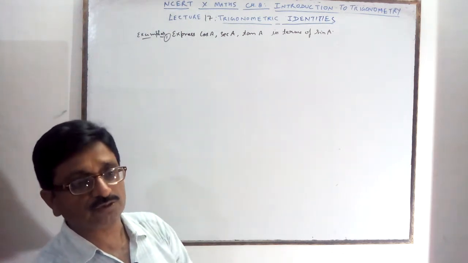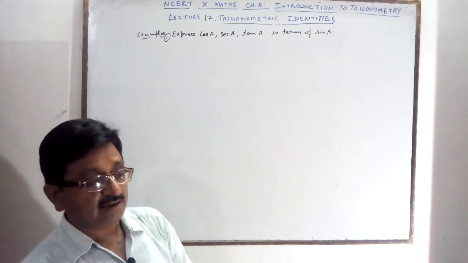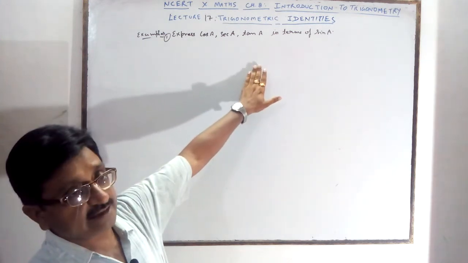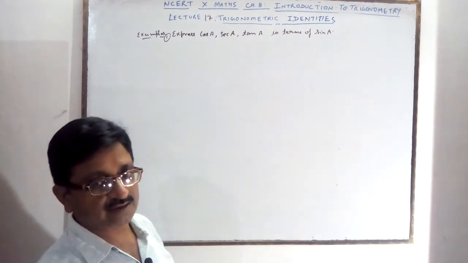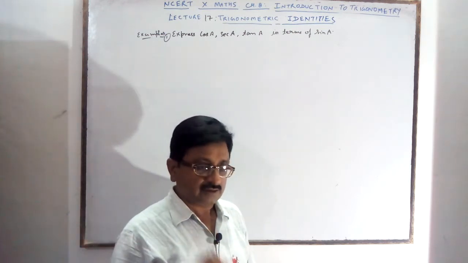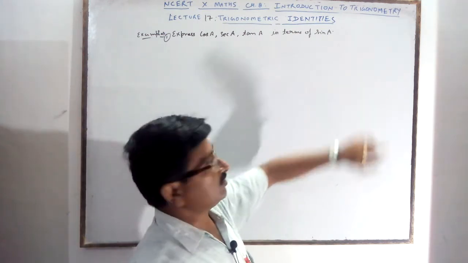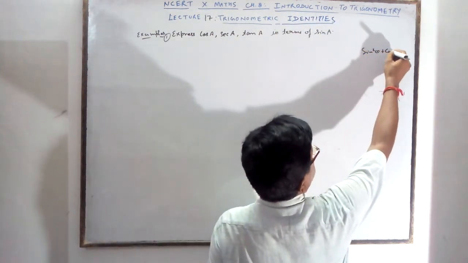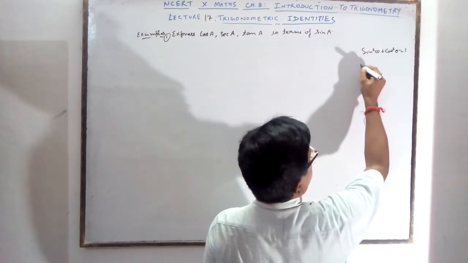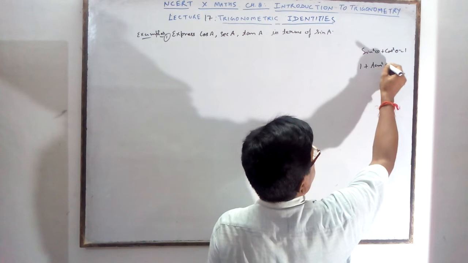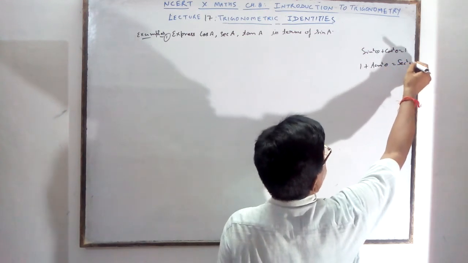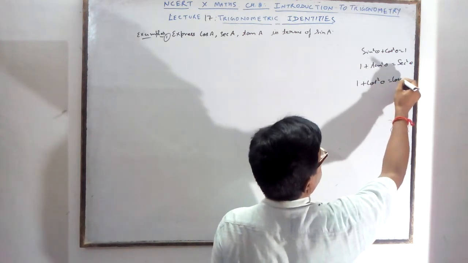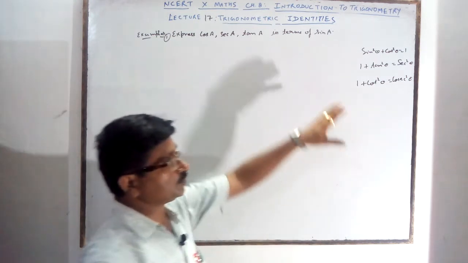In the previous lecture I told you about the trigonometric identities and their proofs. Three identities I have told you: sin square theta plus cos square theta is equal to 1; 1 plus tan square theta is equal to sec square theta; and 1 plus cot square theta is equal to cosec square theta. This I have told you with proof.